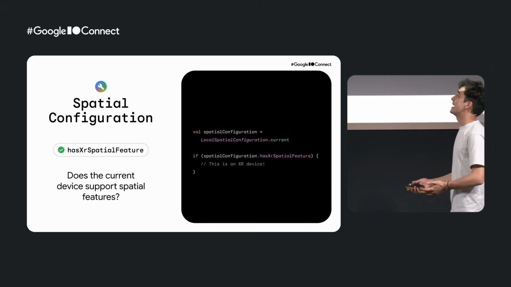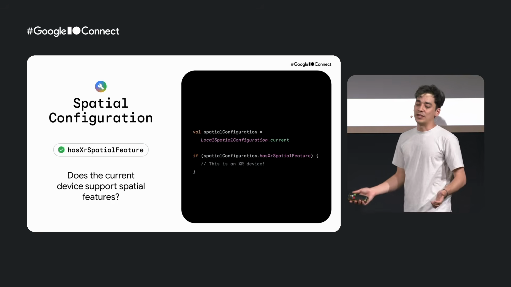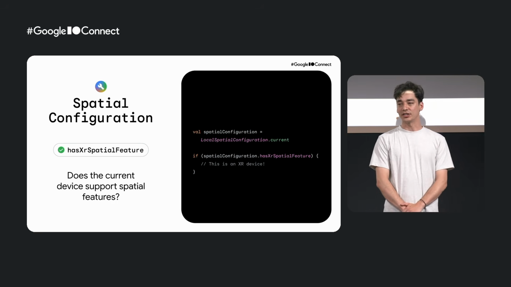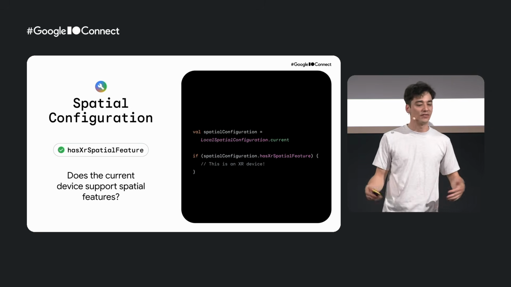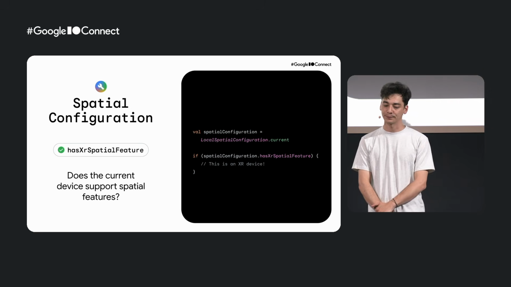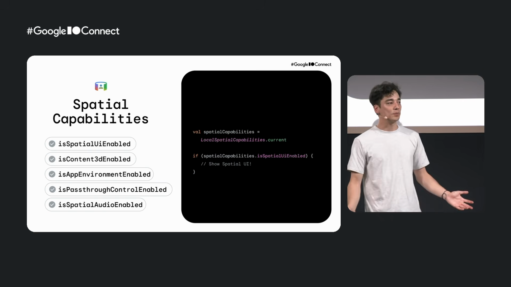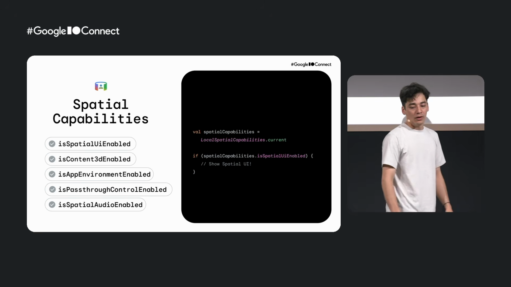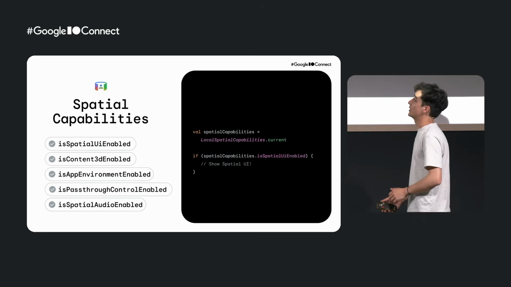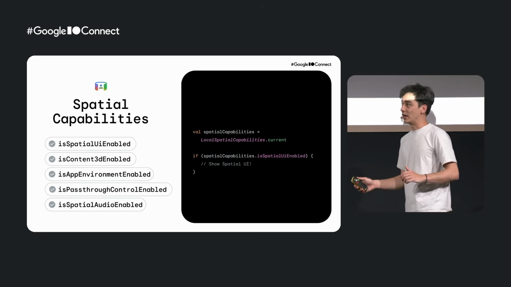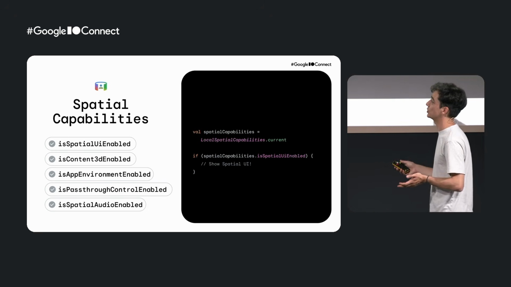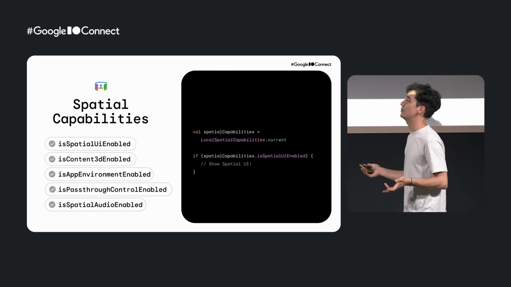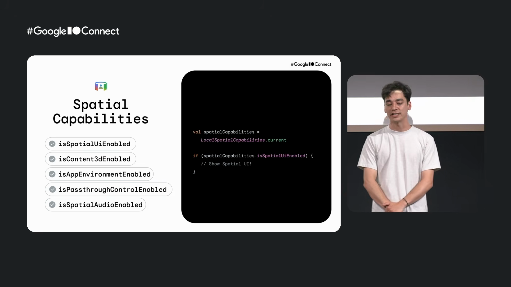To start progressively enhancing your app and add spatial adaptations, we'll check the spatial configuration. The spatial configuration really informs your app as to whether or not the device has any spatial features at all. Then there's spatial capabilities. These capabilities describe whether or not your app is able to hook into spatial capabilities, such as whether or not you can show spatial UI, whether 3D content is enabled, or whether you could play spatial audio.